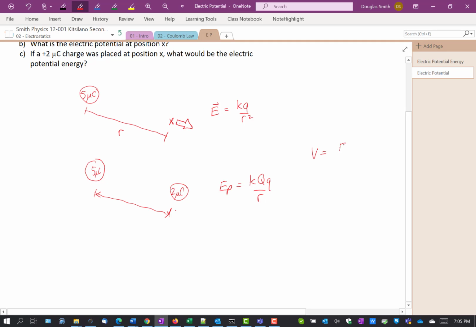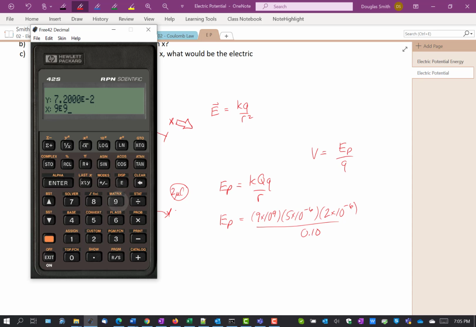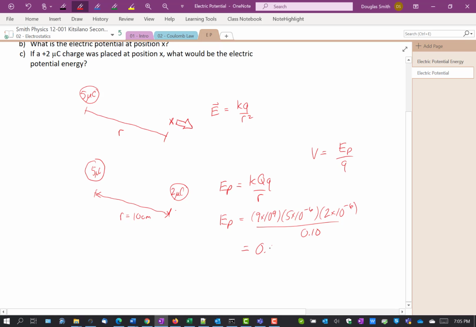So then from the notes in the Moodle, we have this idea that voltage is electric potential energy per unit charge. Let's even put some numbers in here. Let's call r equals, say, 10 centimeters. So Ep equals 9 times 10 to the 9, 5 times 10 to the negative 6, 2 times 10 to the negative 6, over 0.10. So let's see what that is. Hopefully it's a reasonable number to work with. It's 0.9 joules.